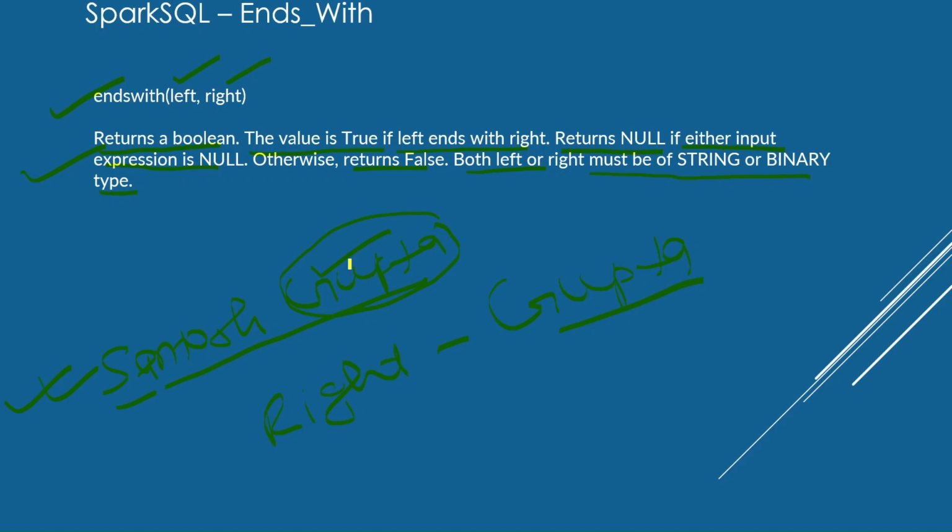It will return null if either left or right is null. For example, suppose this full name column has 1 million rows. We don't know which record has a null value in the full name column. Whenever we use ends with on such a record, the result would not be true or false, it would be null only.